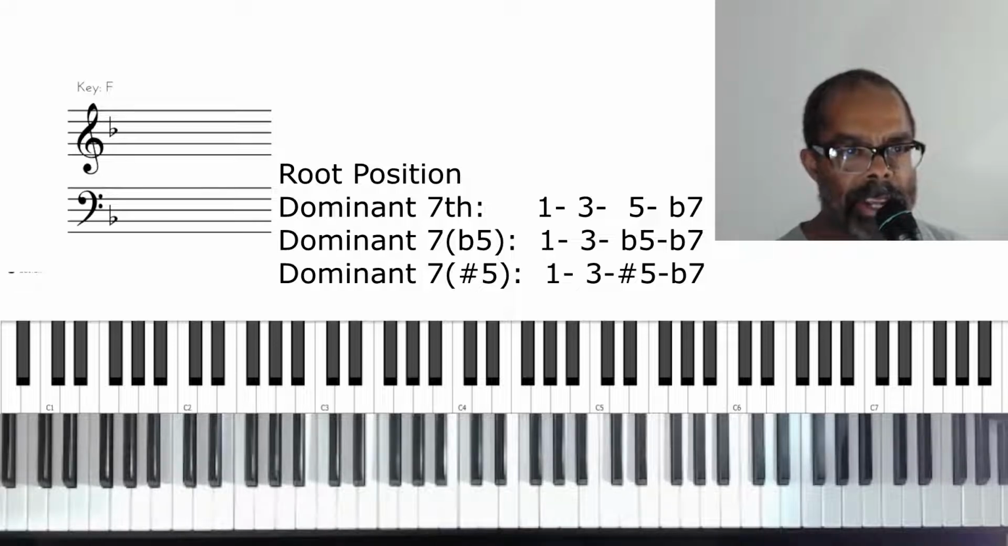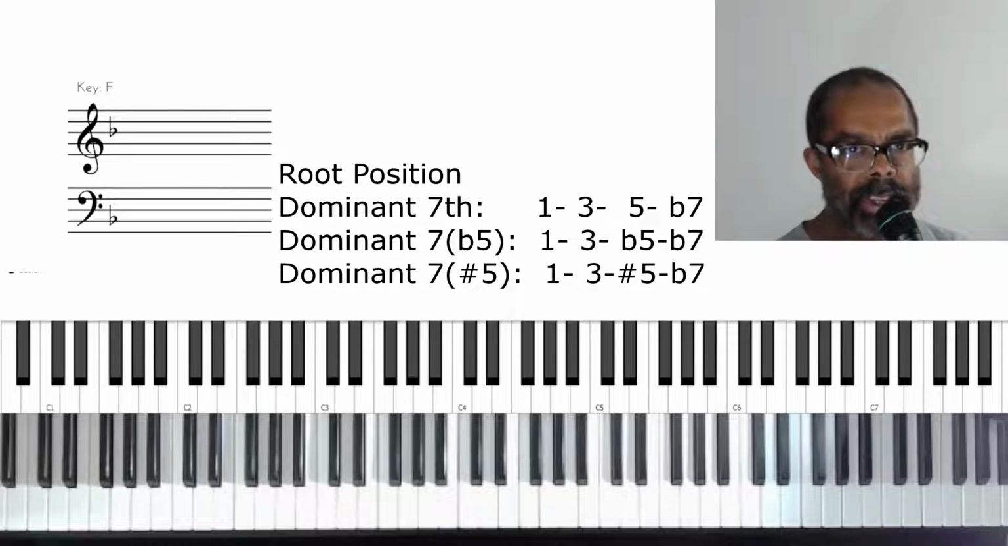So anyway, there we have it: the root, 3, 5, and flat 7. So root position for the dominant 7th chord in all 12 keys. Now, what I want to do is take those dominant 7th chords, and our second step here is we're going to play a dominant 7th with a flat 5.